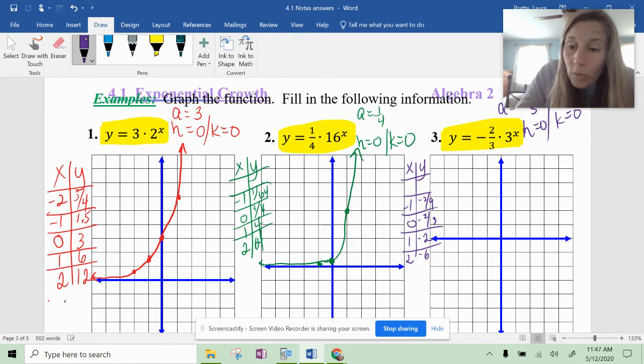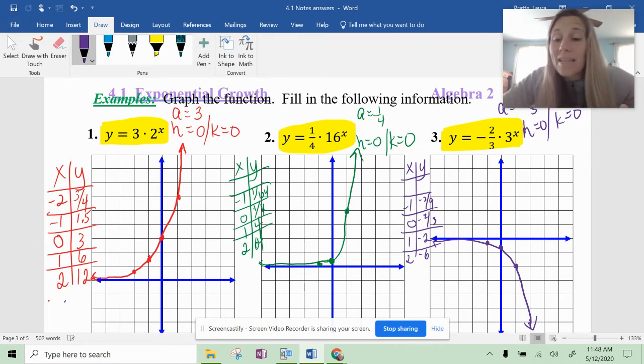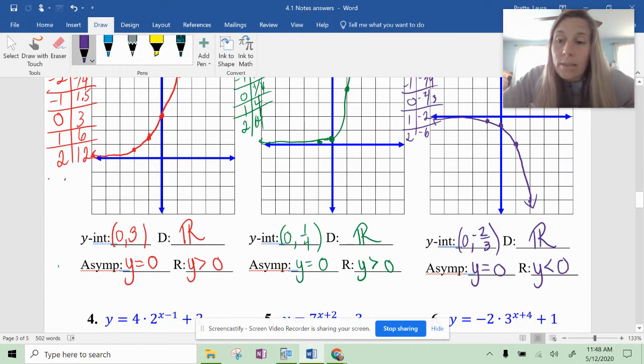Okay, so negative 1 and negative 2/9, 0 and negative 2/3, 1 and negative 2, 2 and negative 6. Now you can see the asymptote is still y equals 0, but because the graph is underneath the asymptote, that is why the range is y is less than 0.